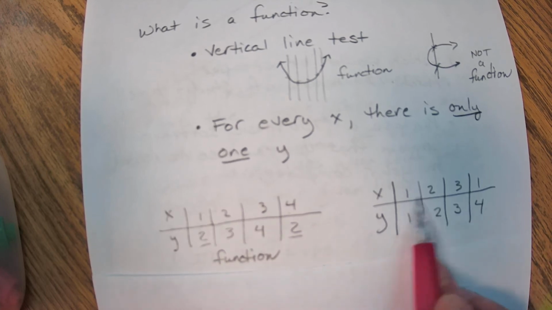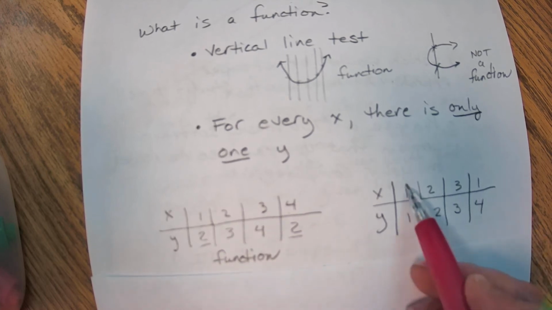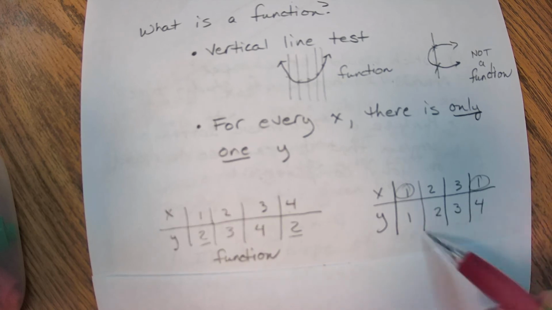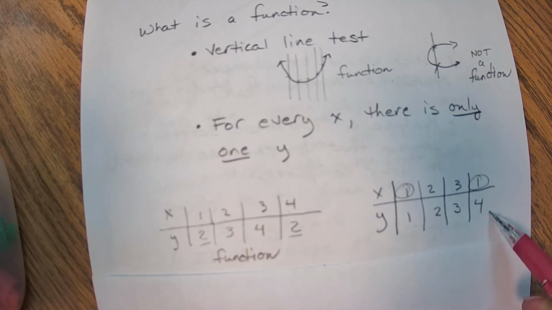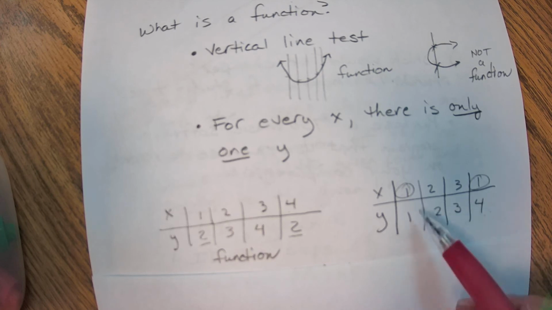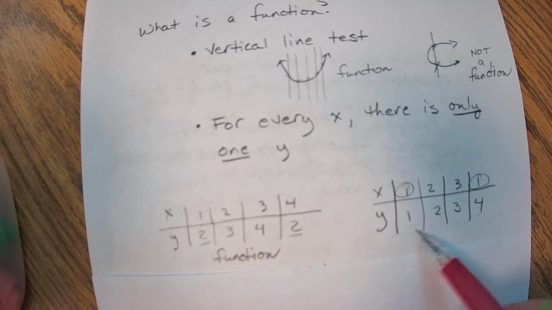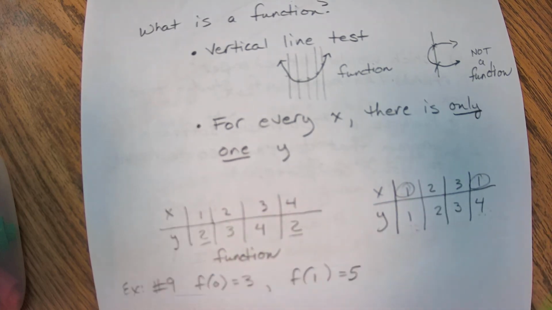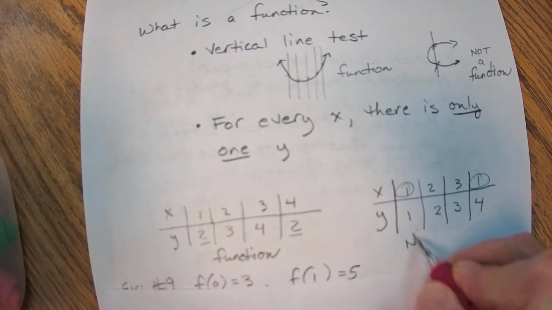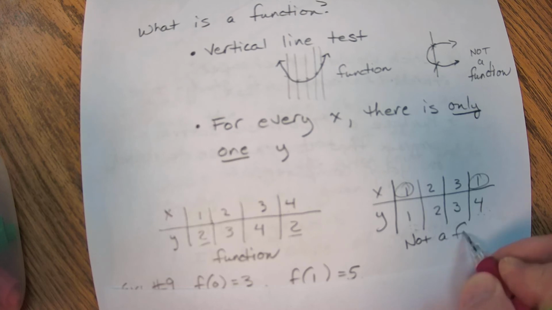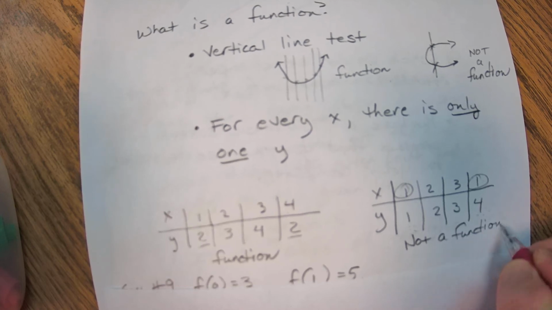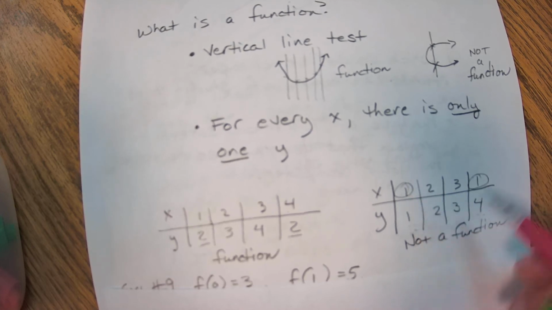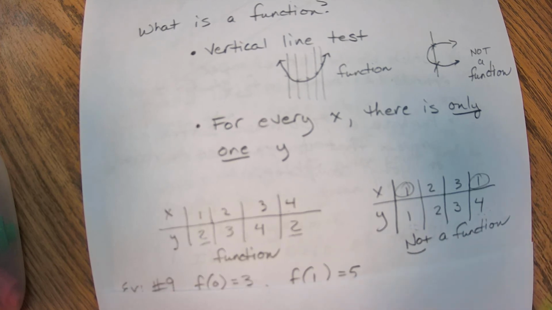Okay, let's look at this one. 1, 2, 3. Okay, look, I've got repeated y's, but they have different, or repeated x's, I'm sorry, but they have different y values. So when x is 1, I actually have 2 y's. But remember, for every x, you can only have one y for it to be a function. This is not a function. It's a relation. It's a relationship between x and y, but it's not a function.